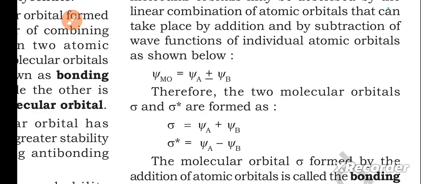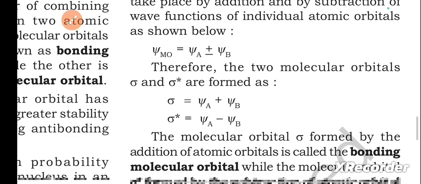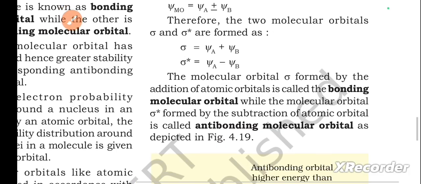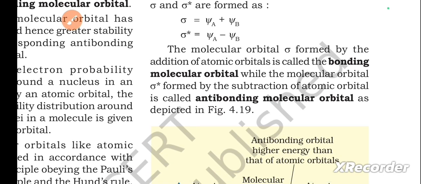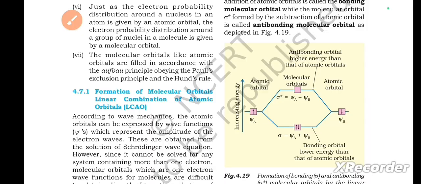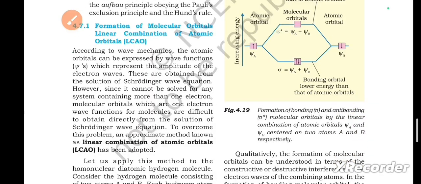Therefore, the two molecular orbitals sigma and sigma star are formed as sigma equals psi A plus psi B, sigma star equals psi A minus psi B. The molecular orbital sigma formed by the addition of atomic orbitals is called the bonding molecular orbital, while the molecular orbital sigma star formed by the subtraction of atomic orbitals is called the anti-bonding molecular orbital, as depicted in figure 4.19. So here is 4.19. You can see this, right?